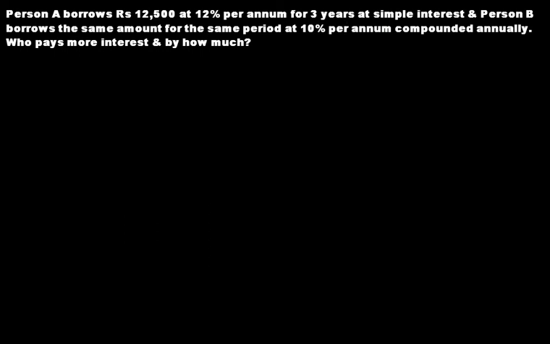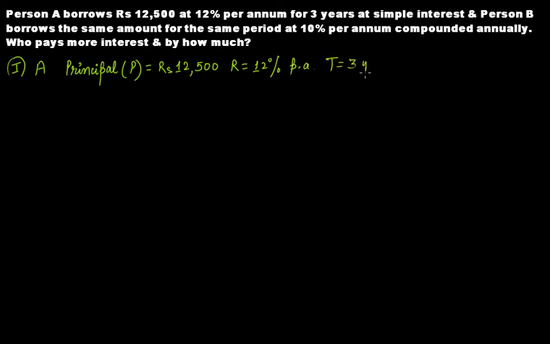So for person A, the principal will be what? The principal, let's denote it by P, is rupees 12,500. What's the rate? The rate is 12% per annum, and the time period is 3 years.